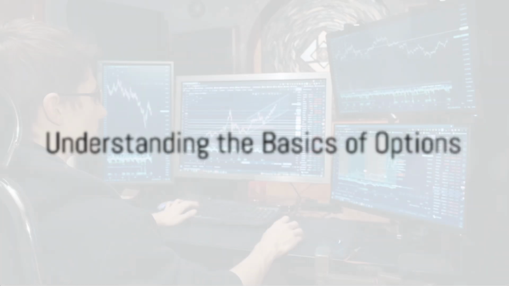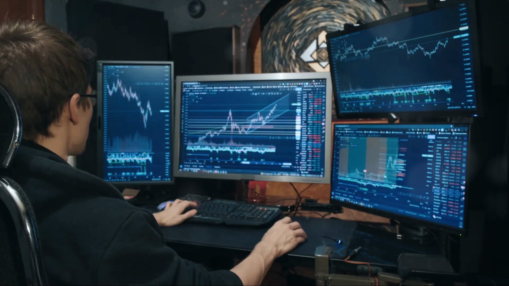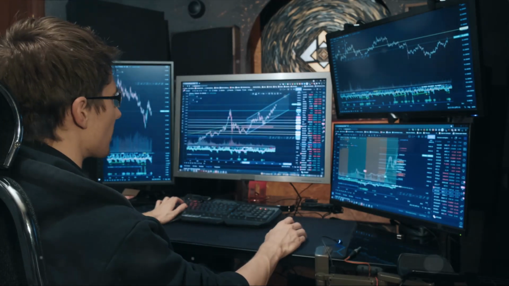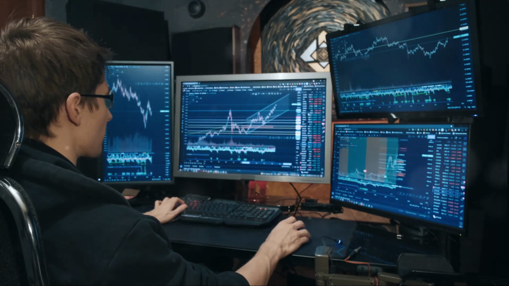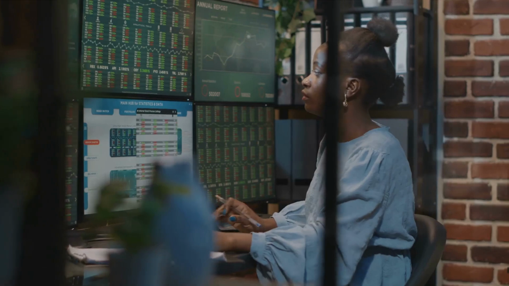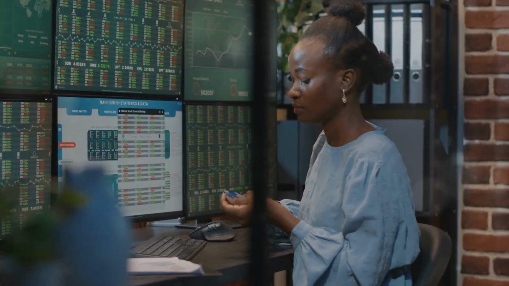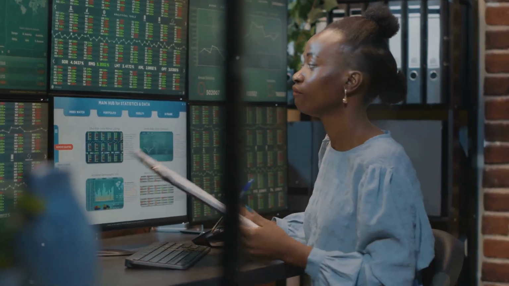In the world of finance, options are derivative products that give traders the right, but not the obligation, to buy or sell an underlying asset at a specific price, on or before a certain date. The appeal of options lies in their flexibility and leverage. They allow traders to speculate on the direction of stock prices or to hedge their portfolios against potential losses.